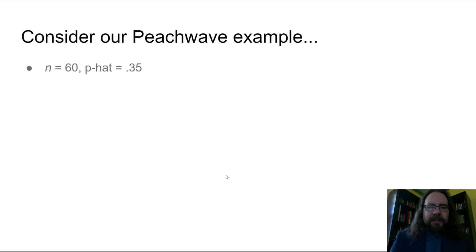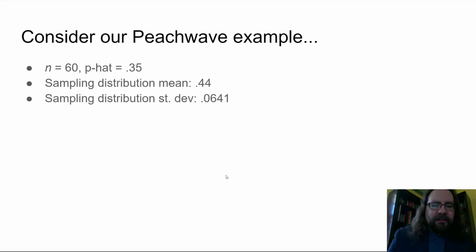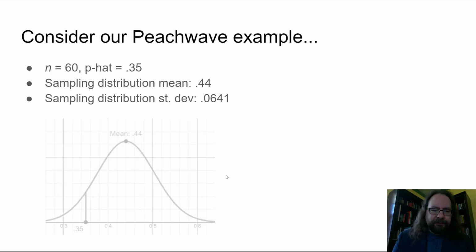So in our peach wave example, the number of people we surveyed was 60, and our p-hat came out to 0.35, which is 21 divided by 60. Our sampling distribution mean was 0.44, and our sampling distribution standard deviation was 0.0641. I'm not going to redo those calculations. They were in the previous week's video, so you should have those.